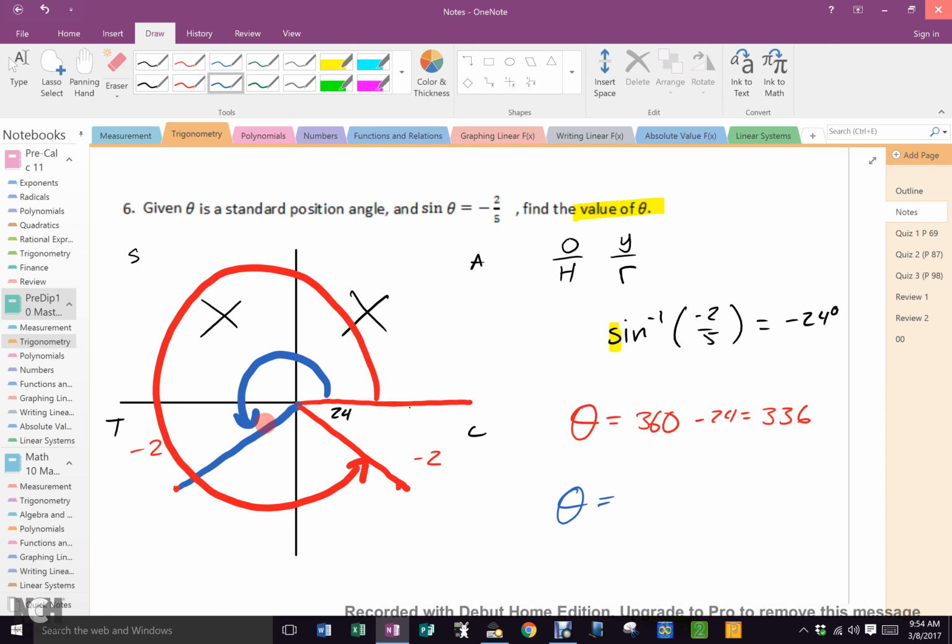Where does the 24 have to live? In the reference angle, which is where? Where I have this big arrow here, yes? So this is 24, correct? How much is it to here? 180. And then what? Plus 24 to get 204.